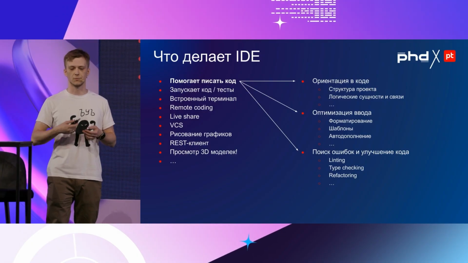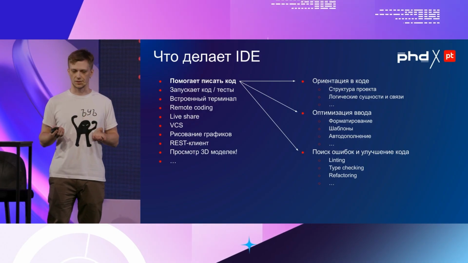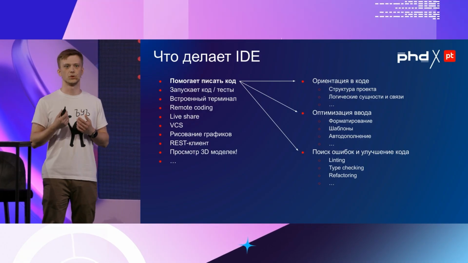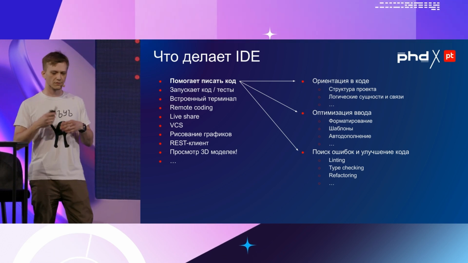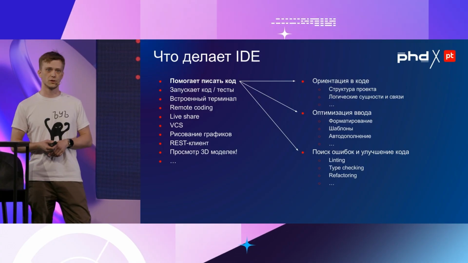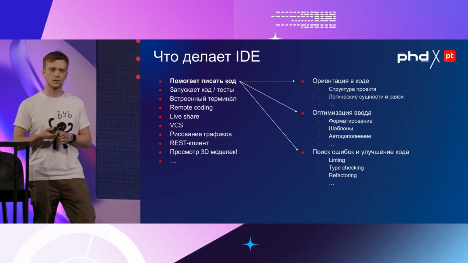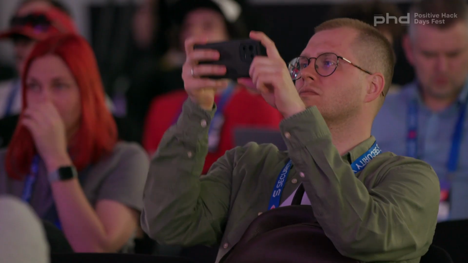It's broken down in three parts: orientation in code, optimization of input. How do we write code more efficiently? It includes formatting, templates, autocomplete. And thirdly, which is important, refactoring, linting, type checking.